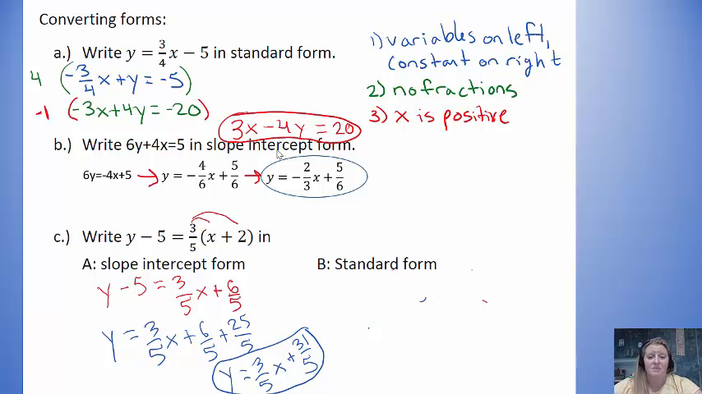And then you're going to practice the steps to standard. So follow your rules. So you want letters on the left, constant on the right. You're going to bring that.